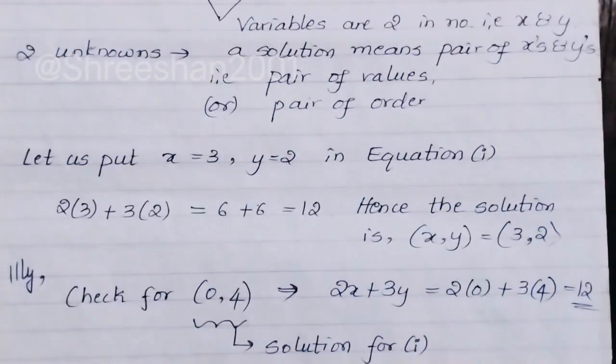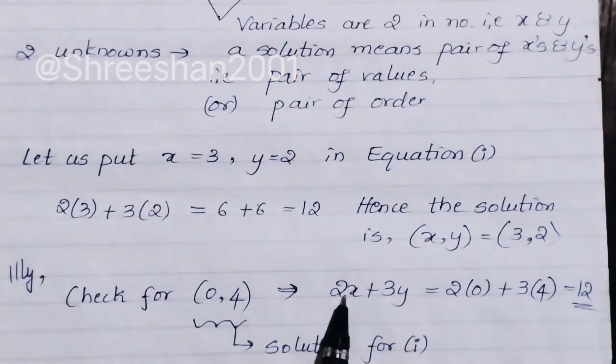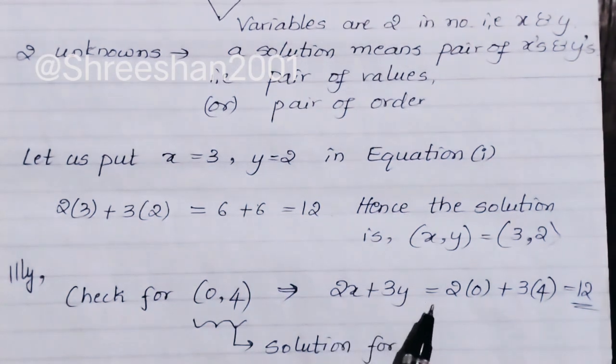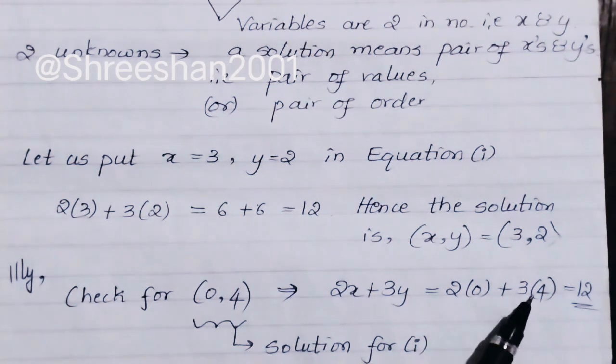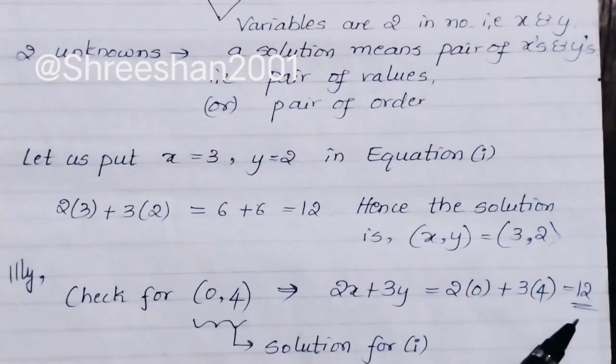Check for 0 comma 4. So 0 comma 4 is nothing but 0 is my x value, 4 is my y value. The equation is 2x plus 3y, that is the LHS part. Substitute x value as 0, y value as 4. That is 2 of 0 plus 3 of 4. So 2 zeros are 0 anyway, 3 fours are 12. So for the LHS we have got 12 as the value. RHS is anyway 12, so hence this 0 comma 4 is also a solution for the equation 2x plus 3y is equal to 12.